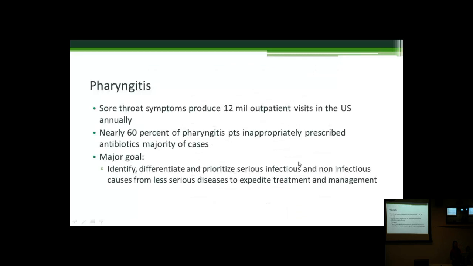Pharyngitis, oh my gosh, another very common complaint that people have. So pharyngitis is characteristically a sore throat. Symptoms can vary, and it produces 8 million outpatient visits in the U.S. annually. Nearly 60% of these patients are inappropriately given antibiotic treatments when they shouldn't have needed it in the first place. The major goal in this patient population is identifying, differentiating, and prioritizing the seriousness of their disease, whether or not it's infectious, and figuring out the cause so they can reduce the incidence as well as the severity of the condition and treat them properly.